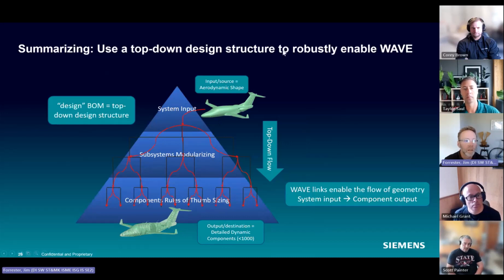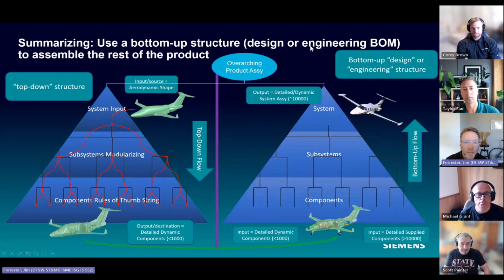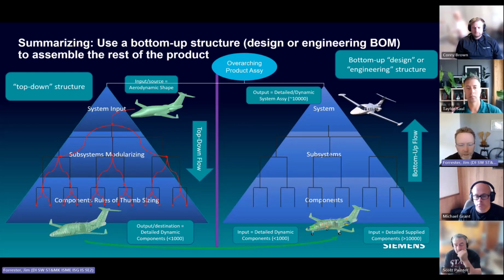Summarizing, use a top-down design structure to robustly enable Wave. Use a bottoms-up structure, design or engineering BOM to assemble the rest of the components, and marrying these two using an overarching product assembly as kind of a one-stop shopping thing. It really has a multiplicative effect on engineering productivity and risk reduction. Okay, so that's kind of the methods part of it.